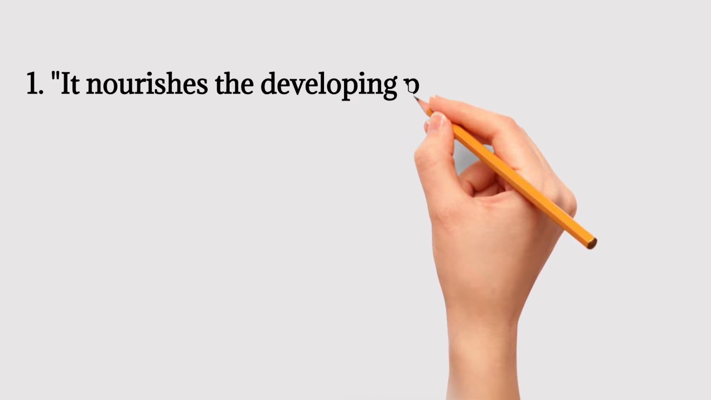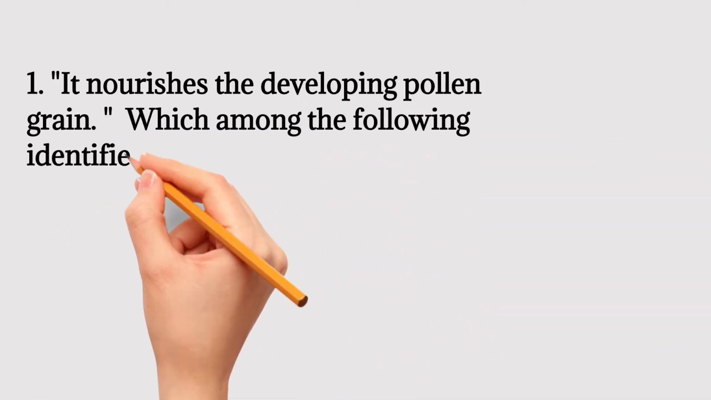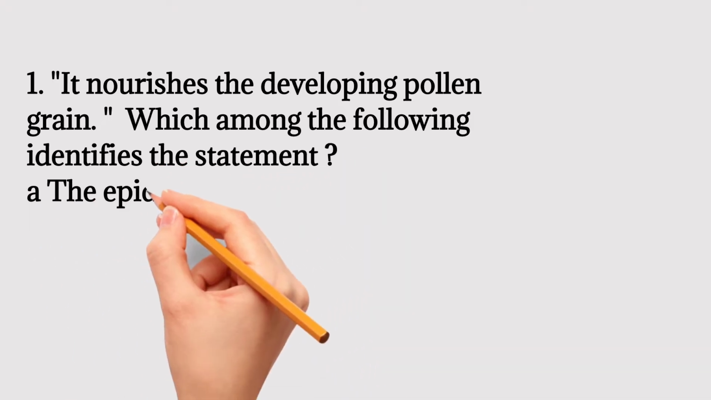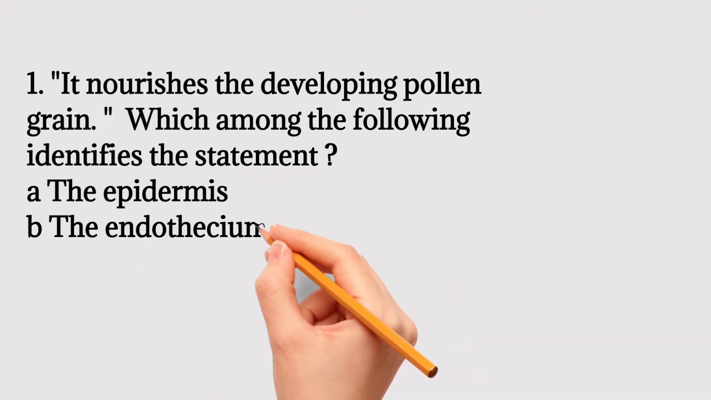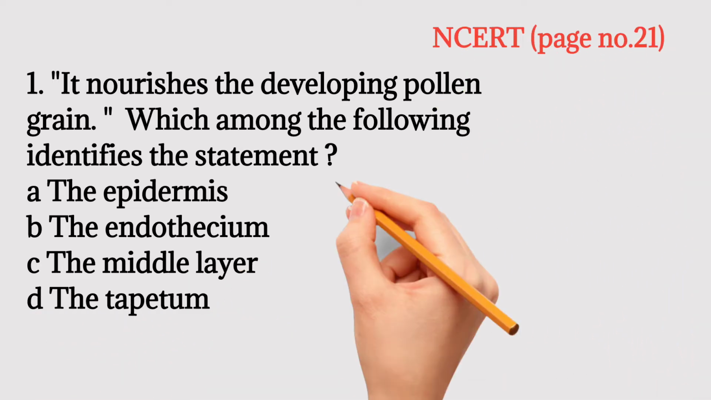It nourishes the developing pollen grain. Which among the following identifies the statement? Option A, the epidermis. Option B, the endothecium. Option C, the middle layers. And option D, the tapetum.